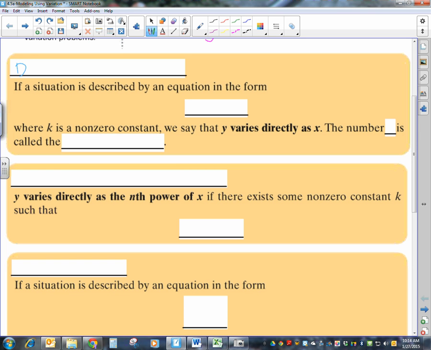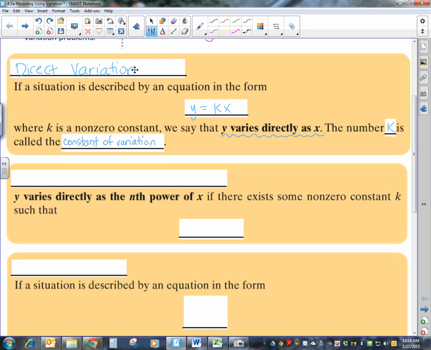The first thing we have is one called direct variation. And it is a situation when you see the words y varies directly as x, that translates in math as y equals k times x. K is a number and is referred to as the constant of variation, sometimes referred to as the constant of proportionality, but more times than not I've seen it as variation.